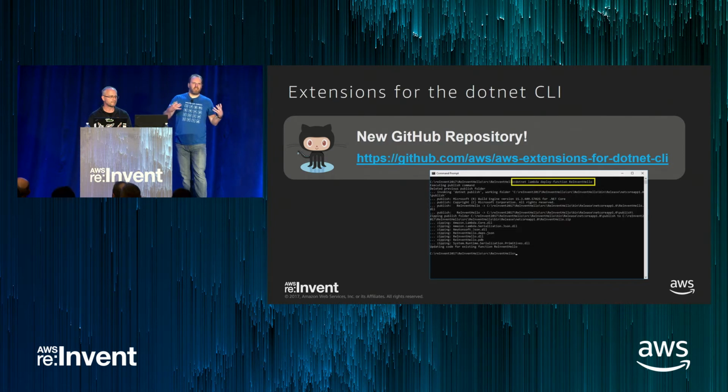So we put it in a command line extension so that you could use it as part of the .NET CLI. So you could do deployment from Visual Studio, and then transition to the command line and say dotnet lambda deploy-function. And so we just released a whole repository on this, expanding our support.